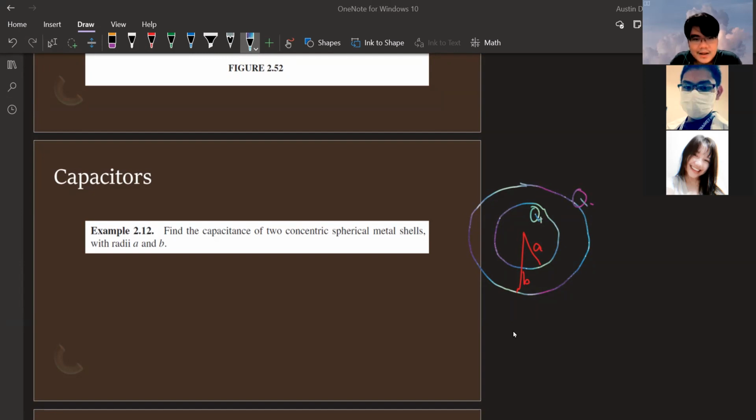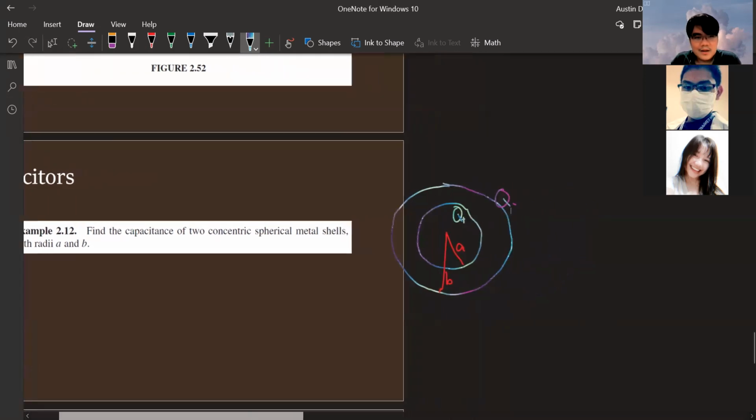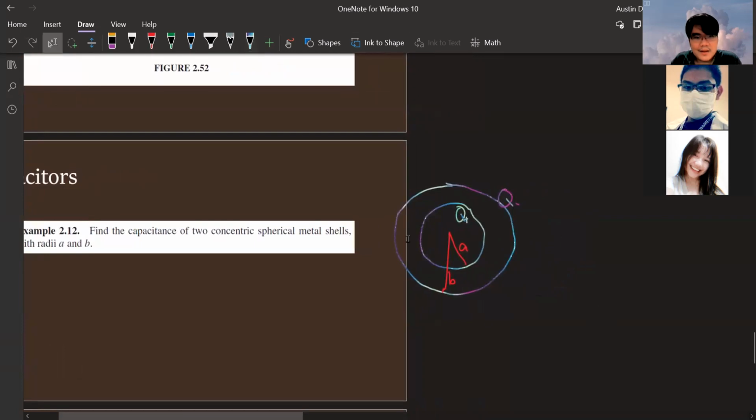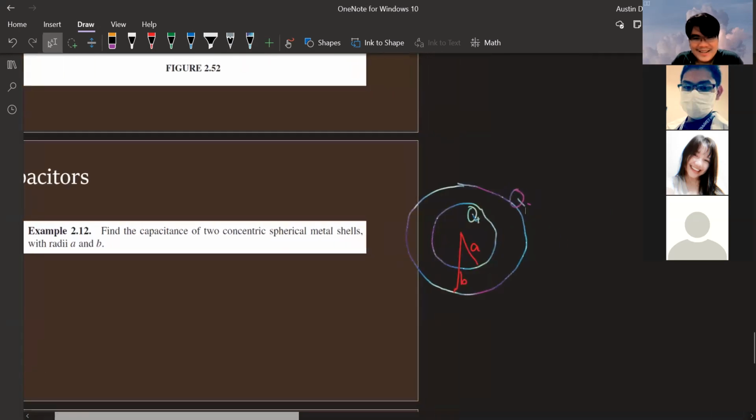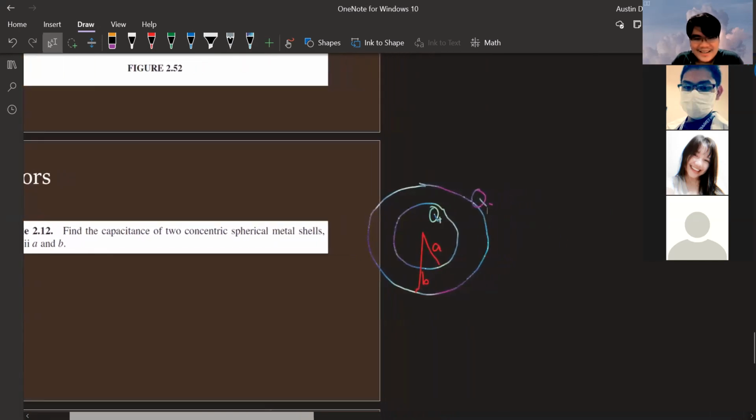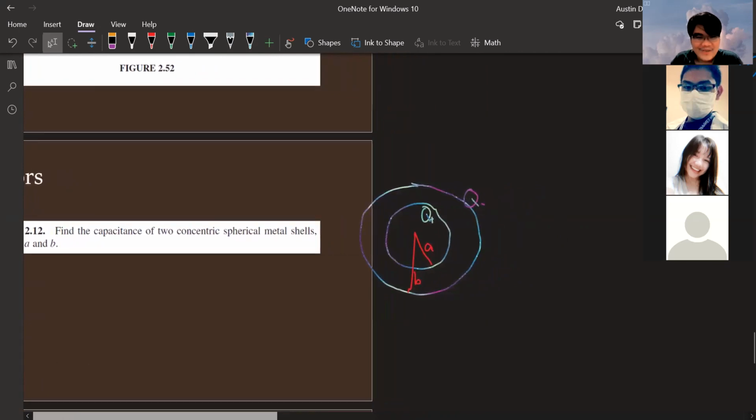Si Jello, are you there, Jello? Yes po, sir. Anong field outside? Zero po. Okay, very good. Bakit zero? Kasi magka-cancel out po, or bali magiging 0 po yung Q enclosed. Very good. Galing.